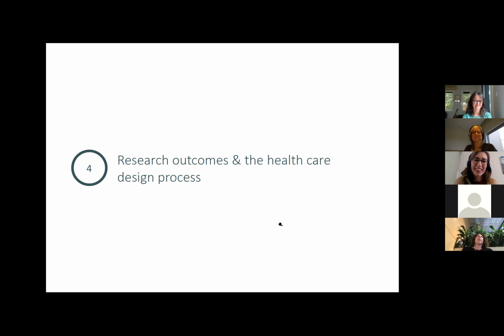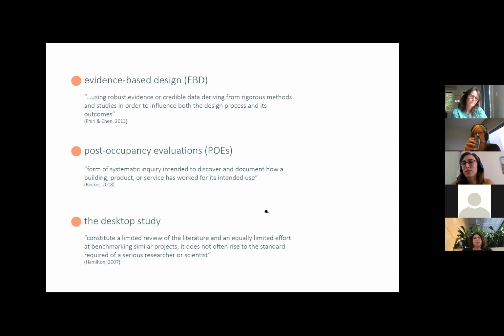Absolutely. Okay, great. So fourthly, research outcomes and the healthcare design process. The fourth area of inquiry is more specific to understanding how research outcomes can inform that process of healthcare facility design. So the literature review looked at what research existed in this space, touching on evidence-based design, post-occupancy evaluations, and desktop studies. Hamilton has an interesting opinion on desktop studies here.